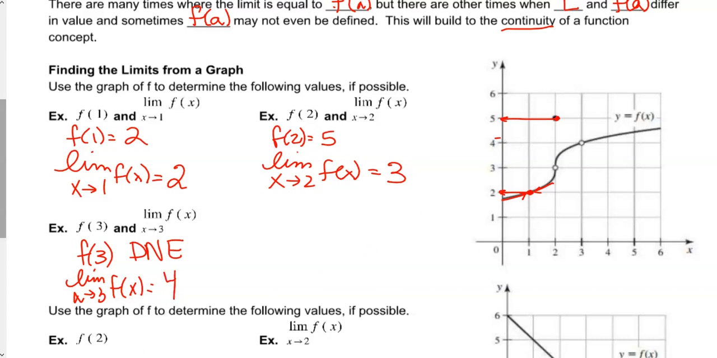So in this example we have one of each of those cases: where the limit equals the function value, where the limit and function value are different, and where the function value isn't even defined.